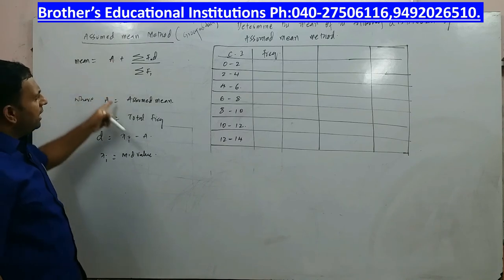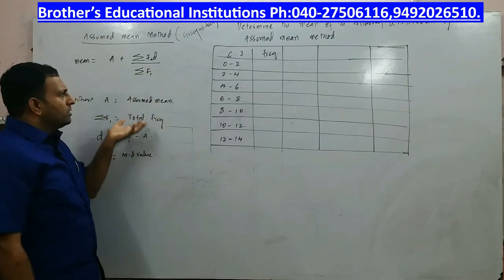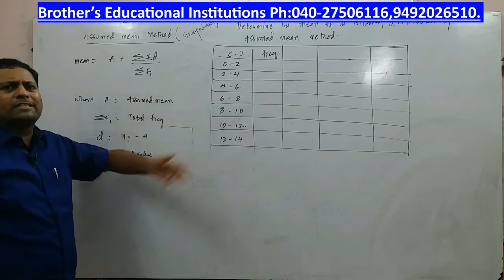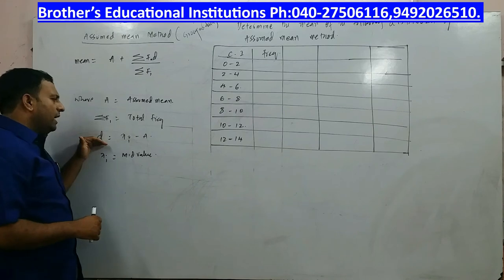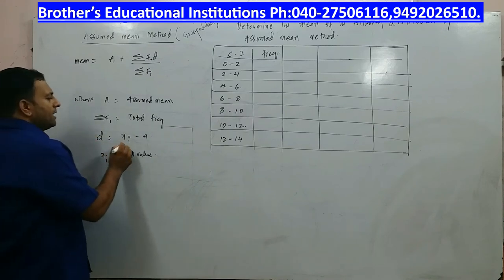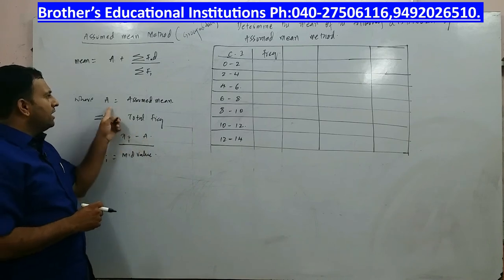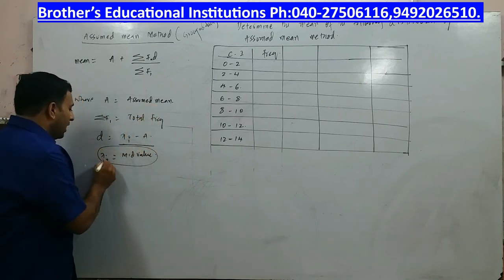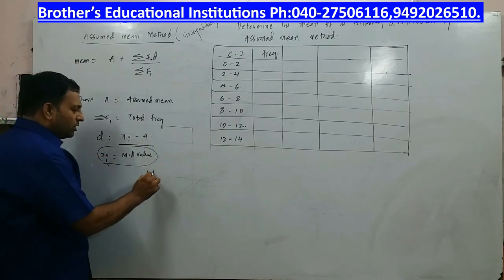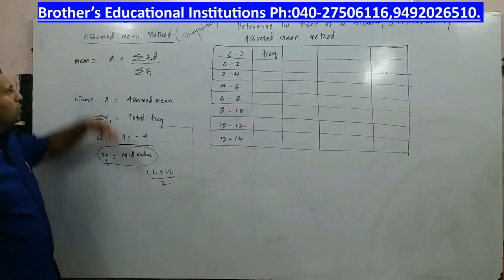Where A is the assumed mean. Please try to listen to me carefully, because you will be using a similar methodology in the step deviation method. Sigma Fi is the total frequency. D is given by the formula xi minus A. A is the assumed mean, and xi is the mid value. And how do you calculate the mid value? The formula goes lower limit plus upper limit by 2. That's how you calculate the mid value. So this is the formula.